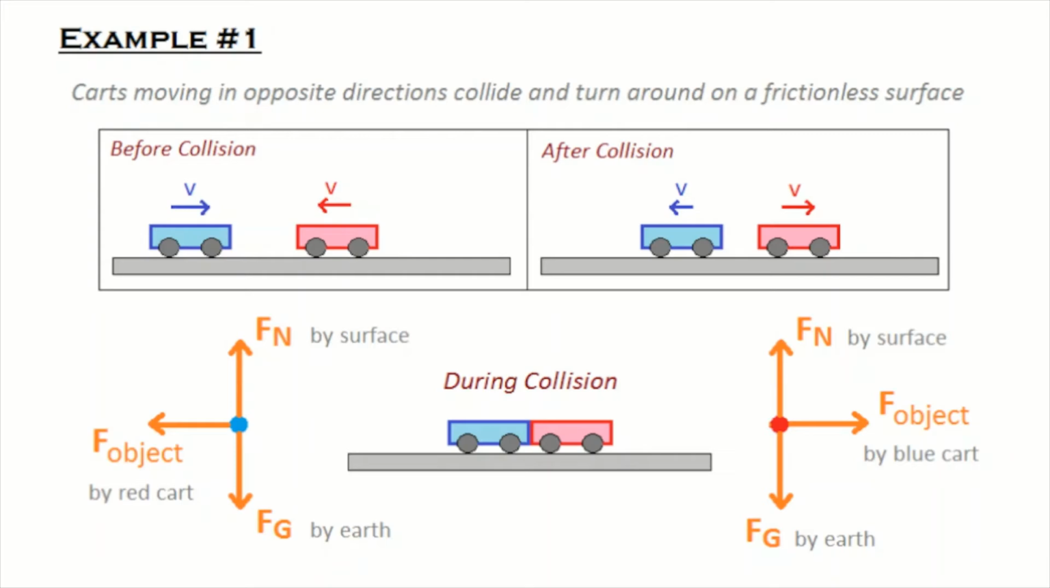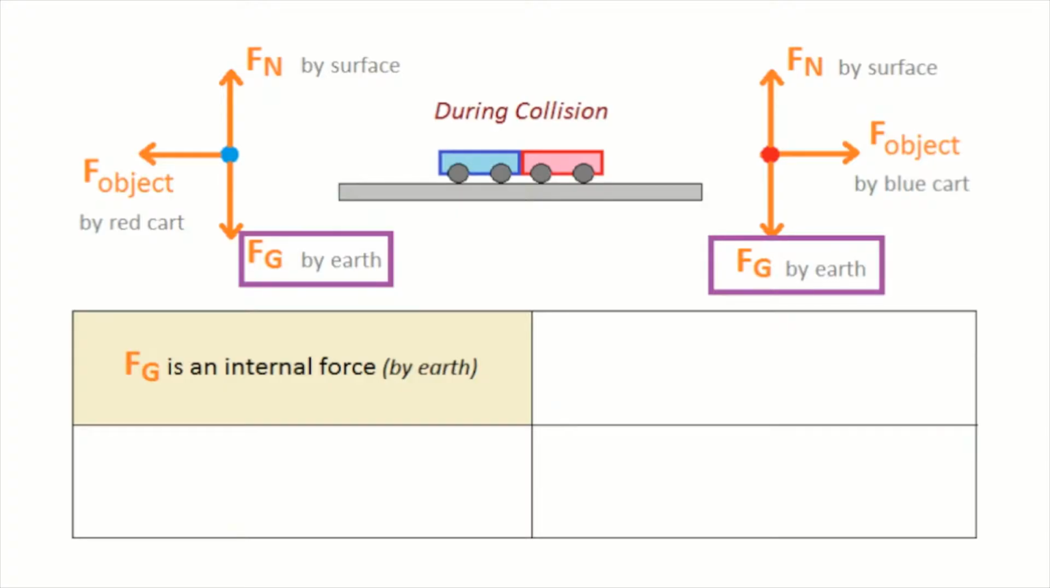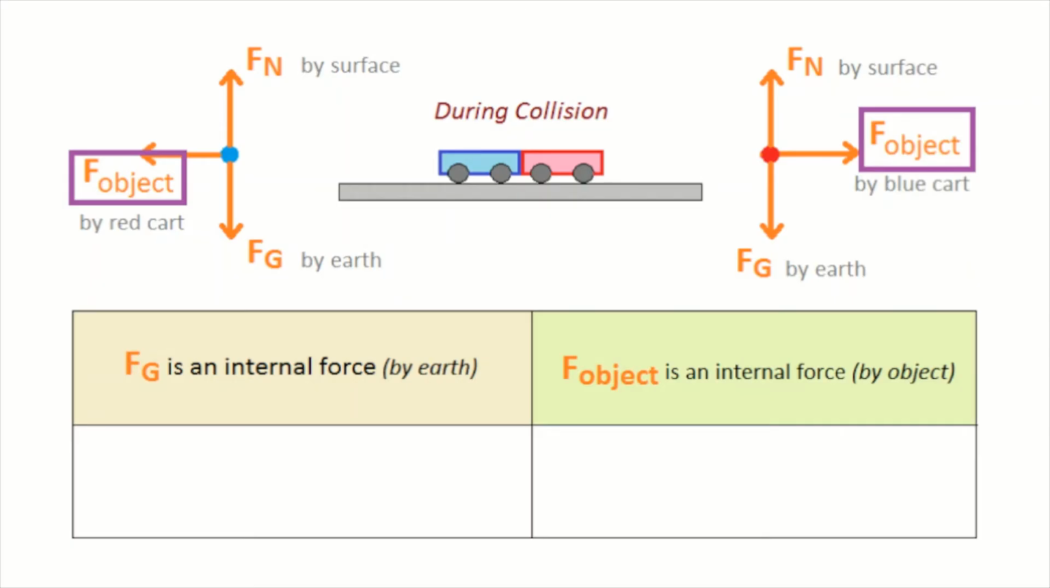The goal here is to determine if we can use the law of conservation of momentum. To get there, let's talk through each force as being internal or external. Starting with the gravitational force, this is caused by the Earth. The Earth is part of our mechanical system, and that makes Fg an internal force. It will not affect the total momentum. F object is also by our mechanical system. That would be by the objects themselves. So these two forces will also not affect the total momentum of the system.